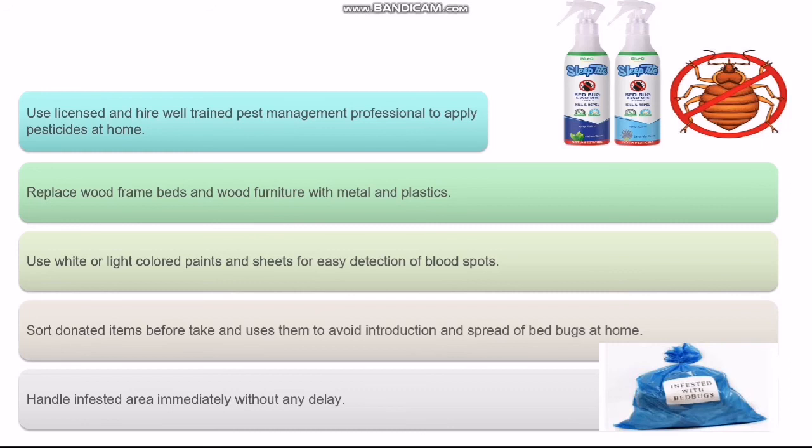Last but not least, it is very important to be very careful in sorting donated items to avoid introduction or spread of bedbugs in your facility or home, because people might discard belongings that have been infested with bedbugs. Thus, bedbug infestation must be handled immediately to prevent it from continuing to spread.